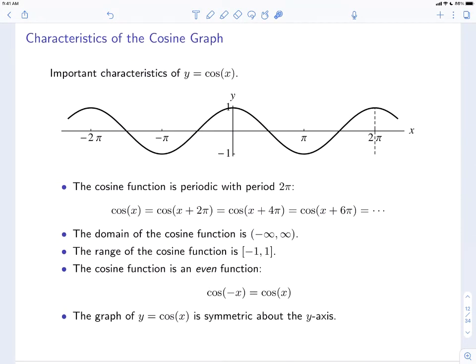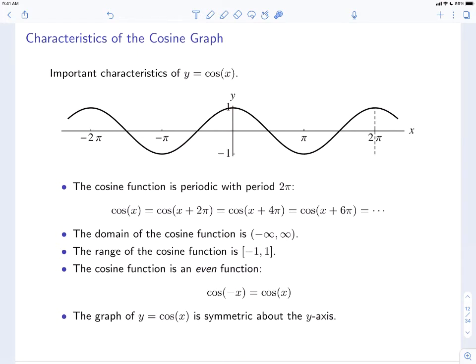The characteristics of the cosine graph are similar, and that's not a coincidence. The cosine function is also periodic with period 2 pi. Again, you can see one period here, but also in either direction you get the same repetition. The domain of the cosine is minus infinity to positive infinity. That is, it's the set of all real numbers. And again, the range of cosine is the set from -1 to 1, including the endpoints. The cosine function is an even function, which means it's symmetric about the y-axis. So if you reflect through the y-axis, you get the same thing.